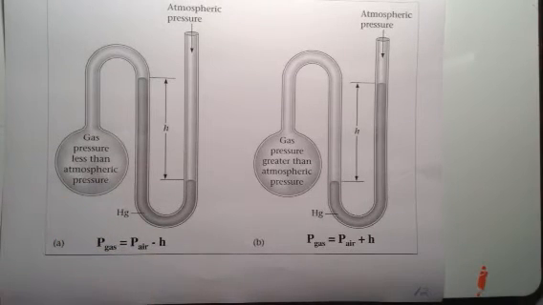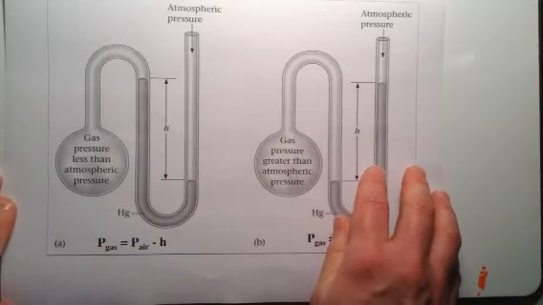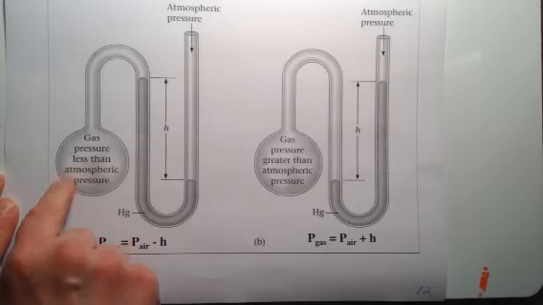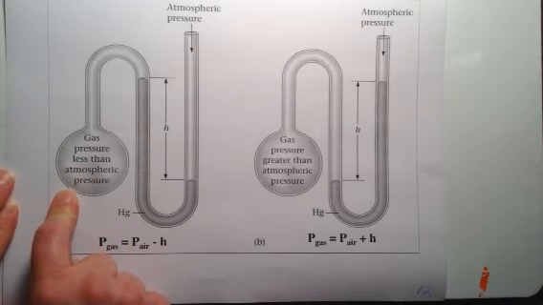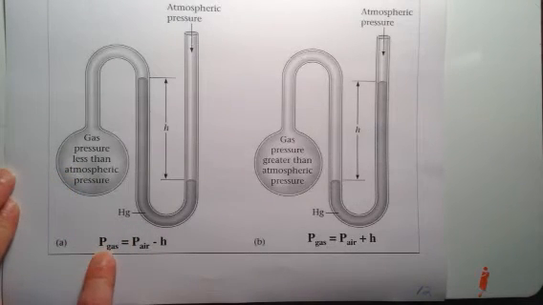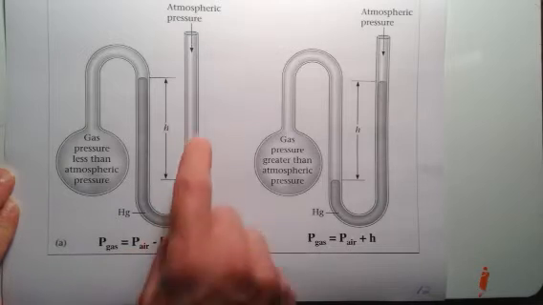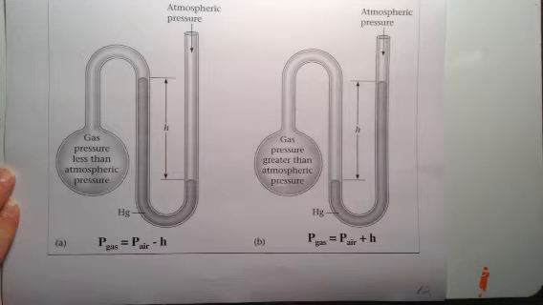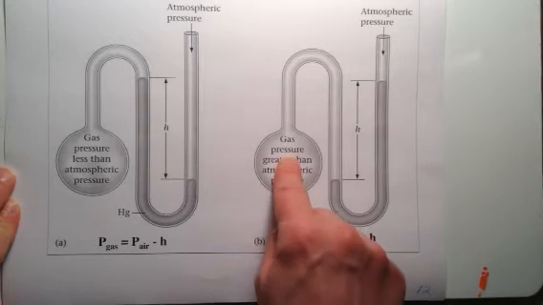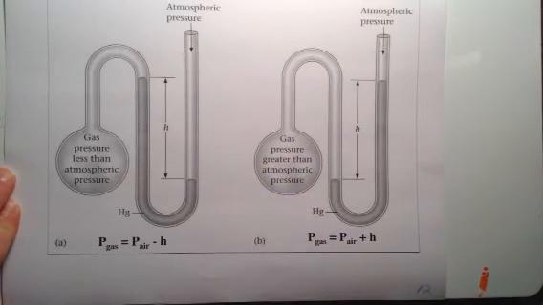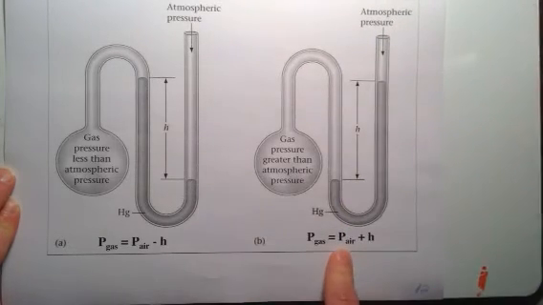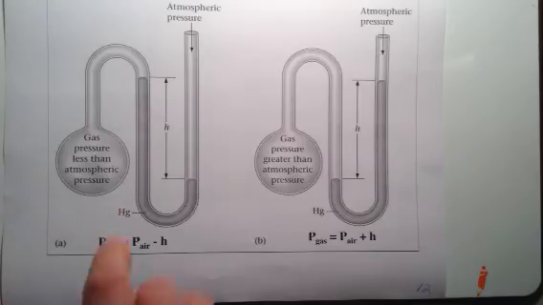Now, if the atmospheric pressure is greater than the trapped gas, or in this case the gas pressure is less than the atmospheric pressure, you would take the pressure of the gas would equal whatever your air pressure is minus the height of the column. If your gas pressure inside here is greater than atmospheric pressure, you would take your atmospheric pressure, or P of air, plus whatever the h is.